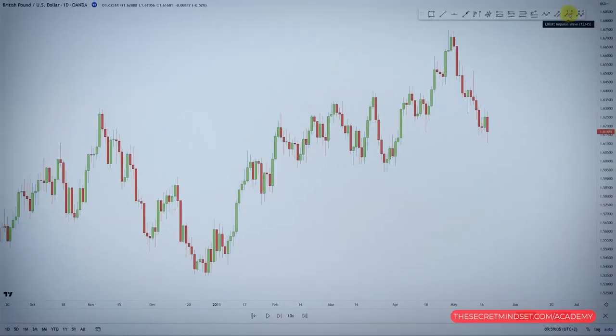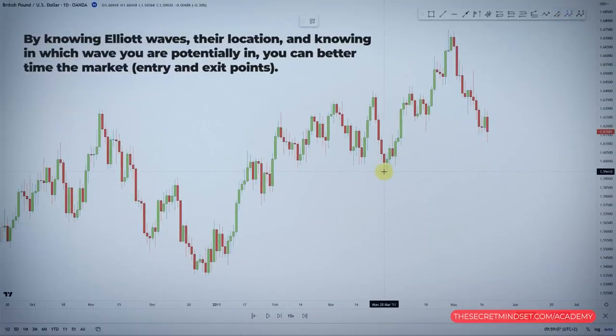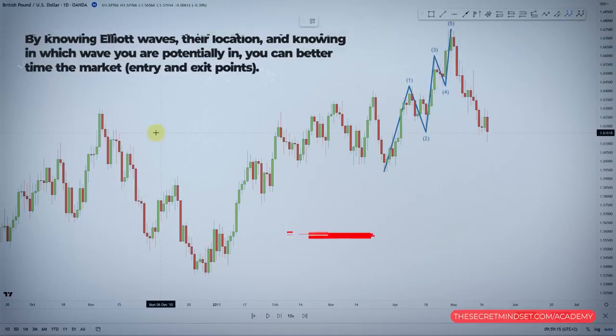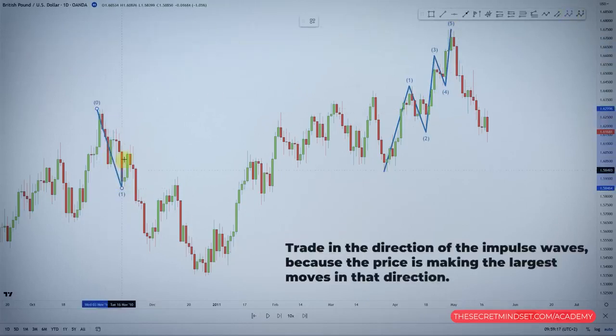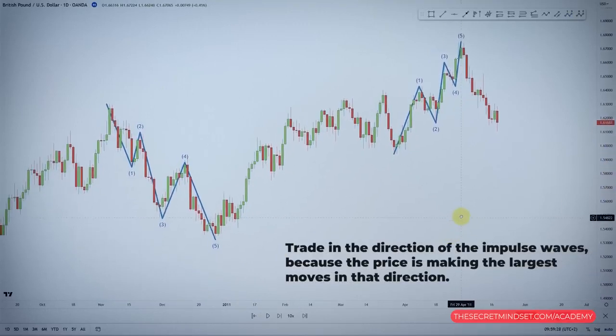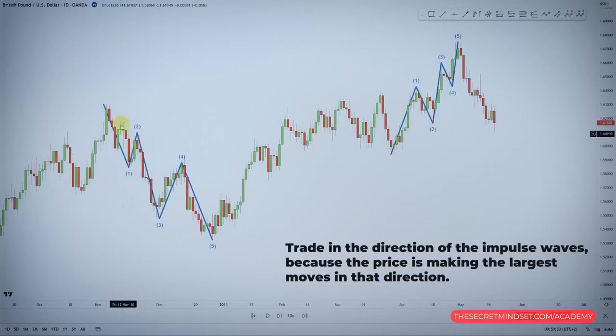So why are Elliott waves important? Well, knowing their location and knowing which wave you are potentially in can help you to better time the market. I advise you to trade in the direction of the impulse waves, because the price is making the largest moves in that direction. You can use the end of the corrective waves to enter into a trend trade in an attempt to capture the next bigger impulse wave.